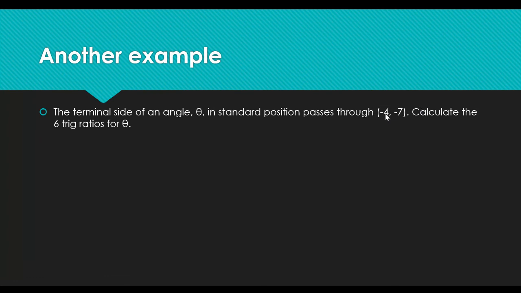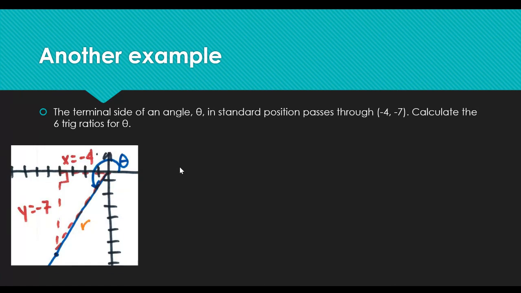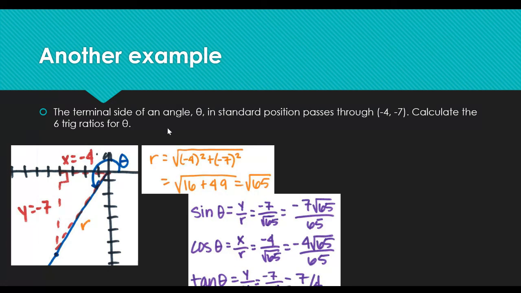Our point is -4, -7, and we want to find all 6 trig functions. So if you want a picture, we're over here in quadrant 3 now. Our x is -4, our y is -7. We need to find r. So -4 squared plus -7 squared would be +16 plus 49. That's 65. So r is the square root of 65.